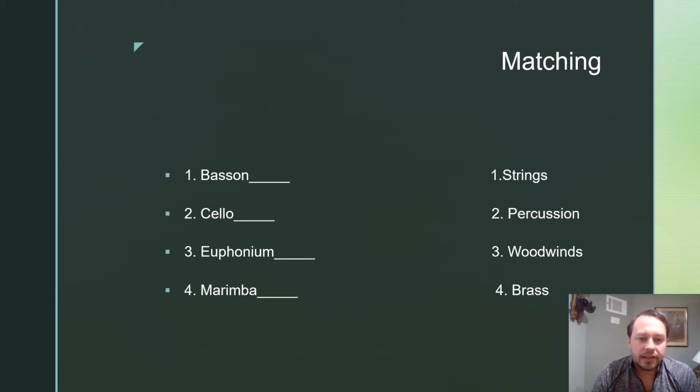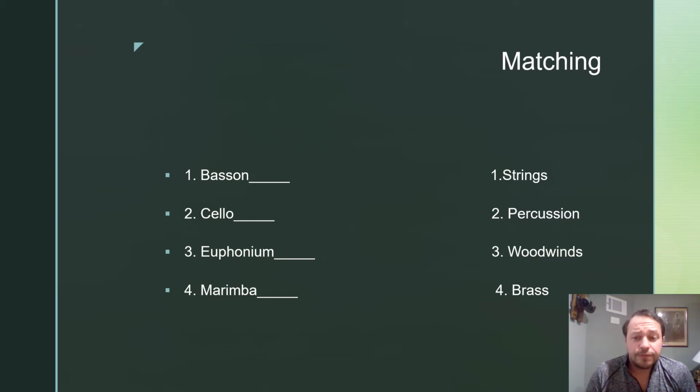So number 1 is bassoon. In the blank space, you would write down the number next to the family that the bassoon belongs to. So what family does the bassoon belong to? Well, if you said woodwinds, you would be correct. Number 2, cello. That's kind of an easy one. What family does the cello belong to? We all should know that it belongs to the string family. So that would be number 1, strings.